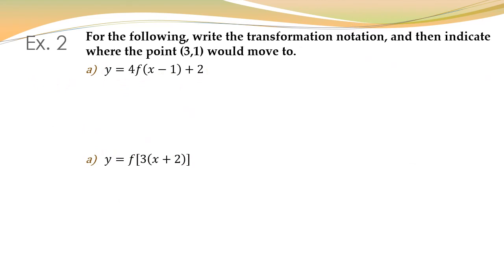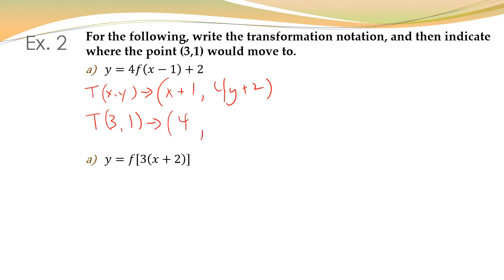Our next example: for the following, write the transformation notation and then indicate where the point would move to. So we're going to start with T(x,y). My k is just 1, so it's going to be (x + 1, 4y + 2). And we want to take the point (3, 1), so we're going to transform (3, 1) according to that mapping rule. 3 plus 1 is 4. 4 times 1 is 4, plus 2 is 6.